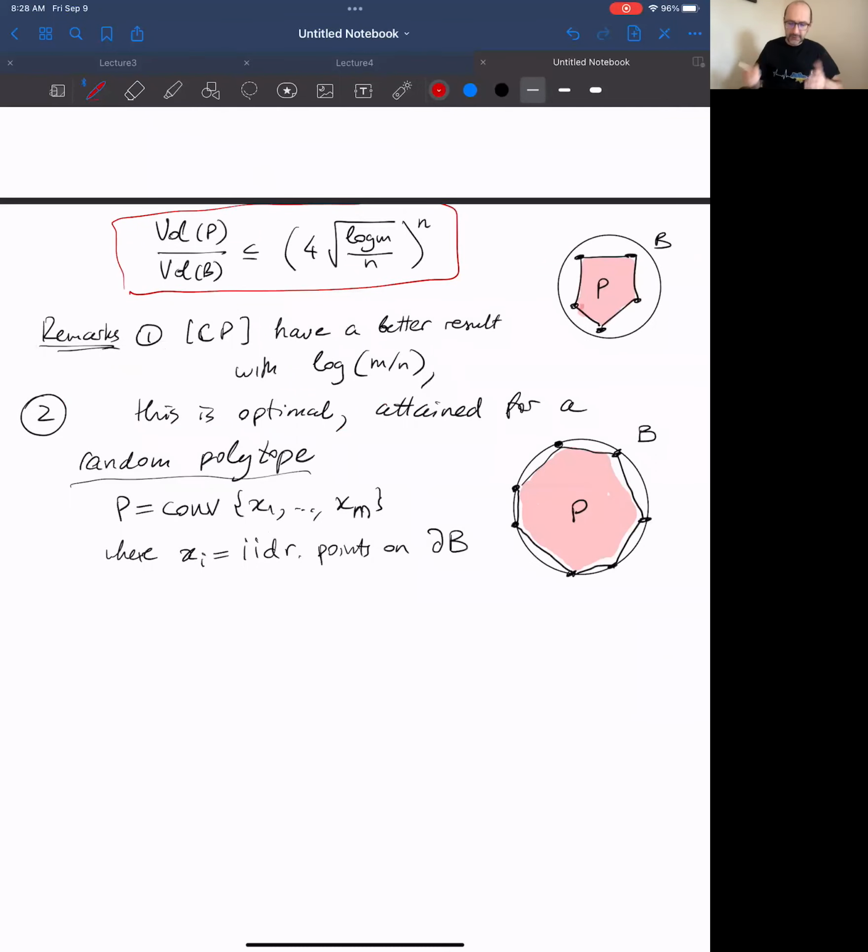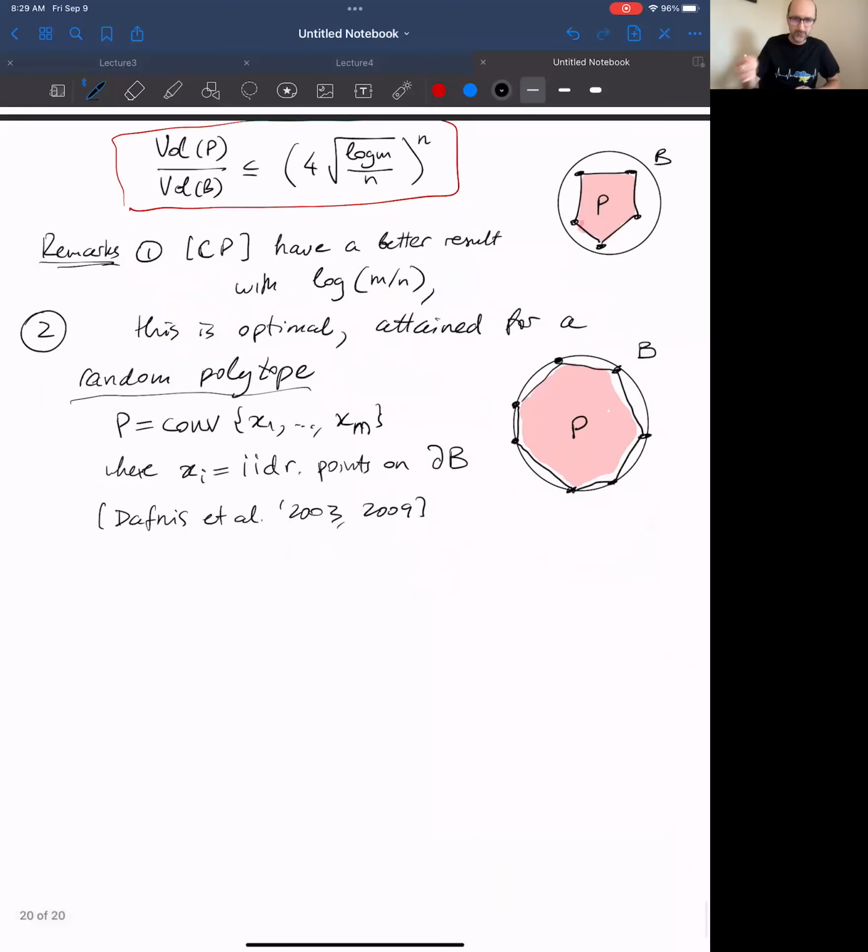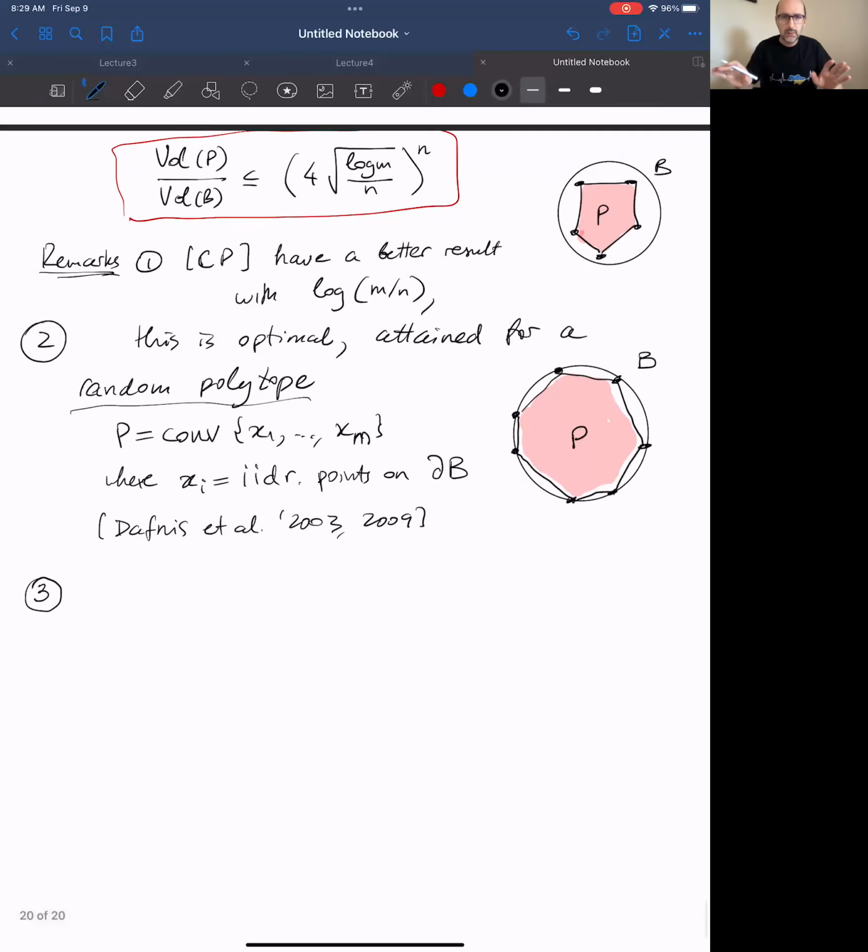The fact that it is attained for the random polytope is even newer, and this is due to Daphnis and 3 other people in 2003 and 2009. I also linked that paper, I think. Okay, so we kind of cleared the ground here. Now let's look at this bound and try to make sense of it. Let's try to see what it actually is telling us.